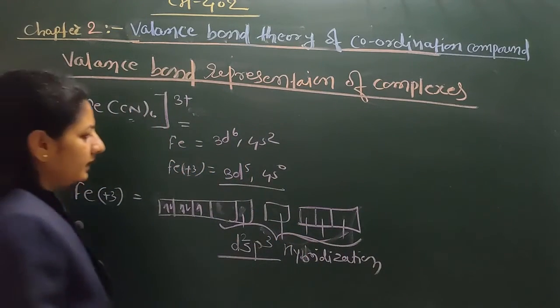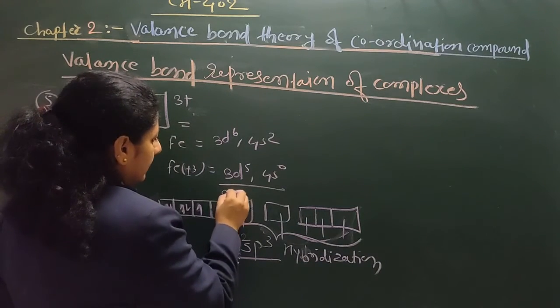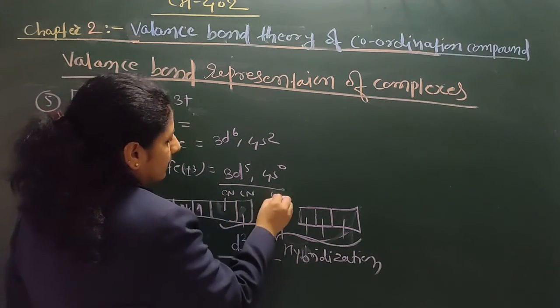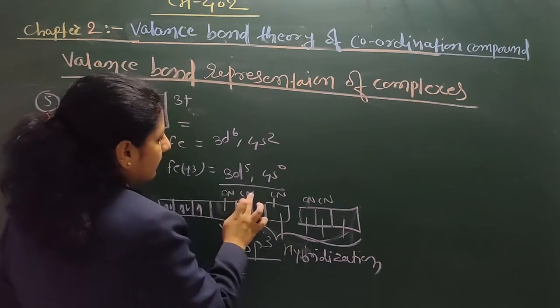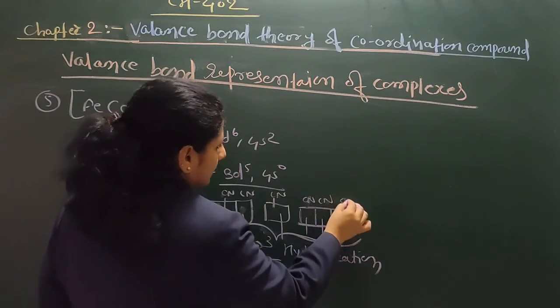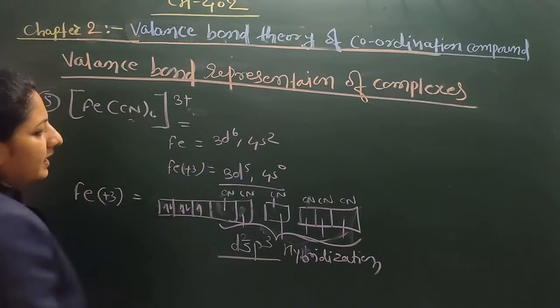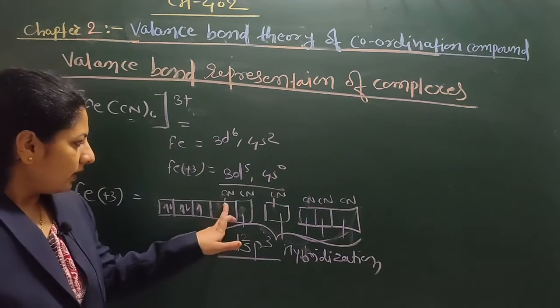So there will be 6 orbitals, and each is filled by a cyanide: cyanide, cyanide, cyanide and cyanide, 1, 2, 3, 4, 5 and 6. This means 6 cyanide ions are entering in that mode.